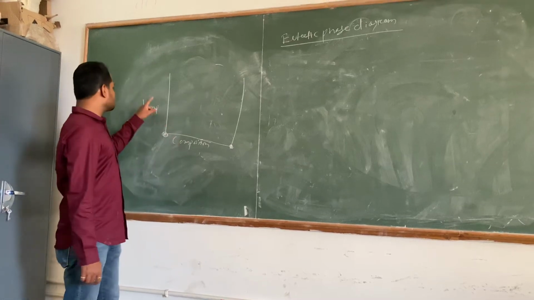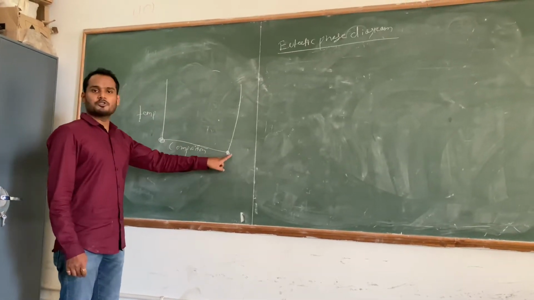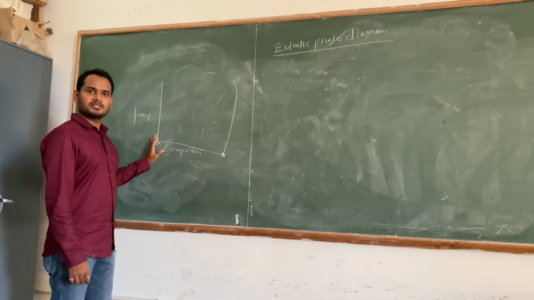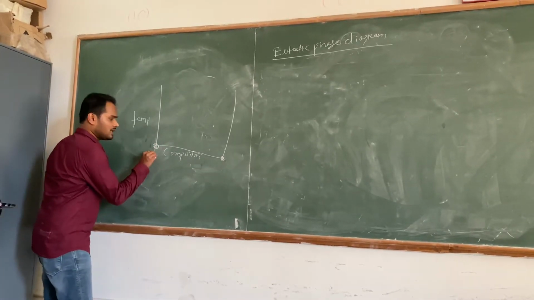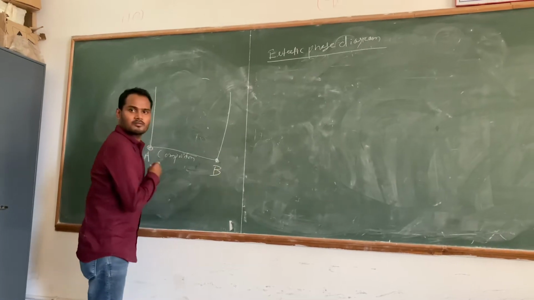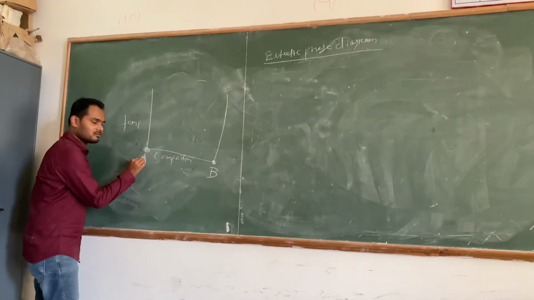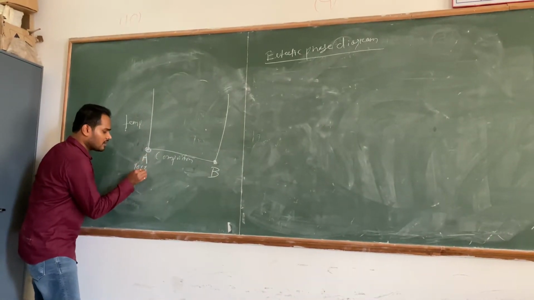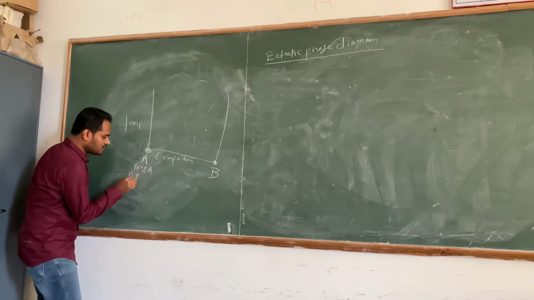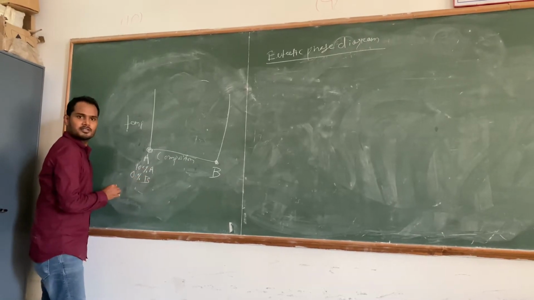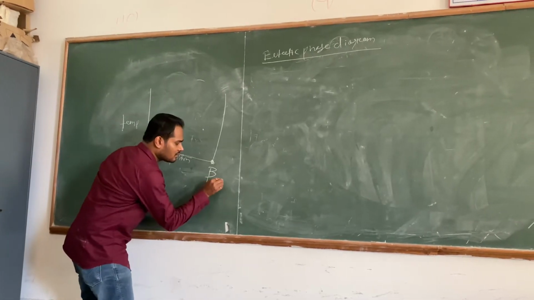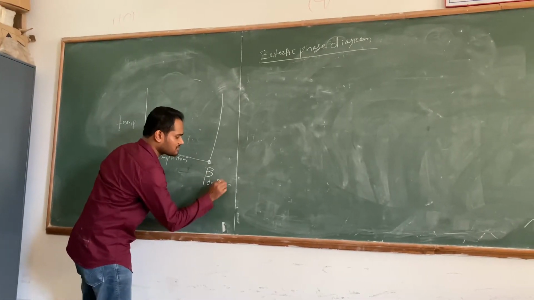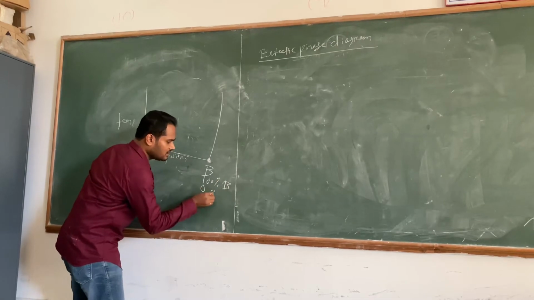So phase diagram is basically temperature versus composition. That means in the y-axis we have temperature, in the x-axis we have composition. Suppose this is element A, this is element B. So this extreme is 100% A, 0% B. And the element we have here is B. So this is 100% B and 0% A.